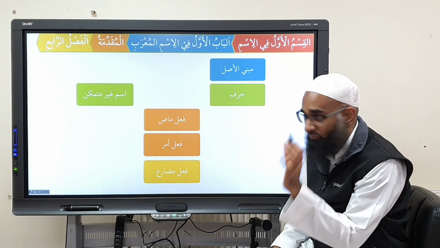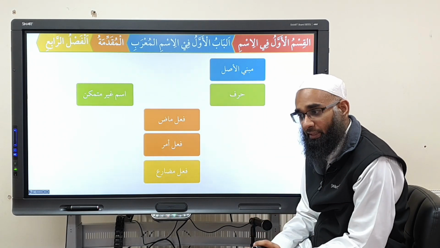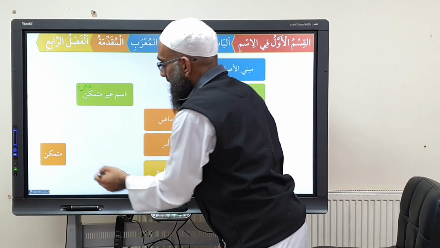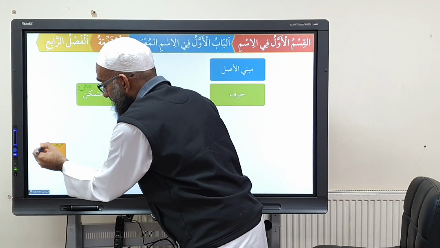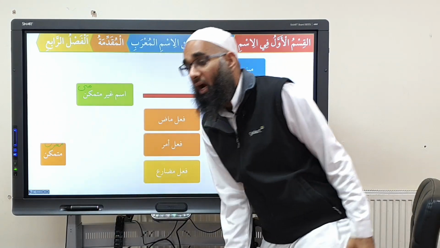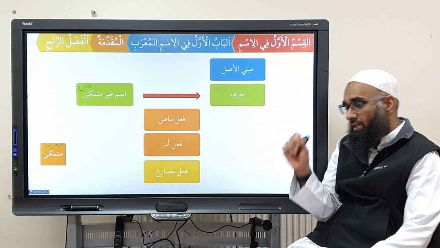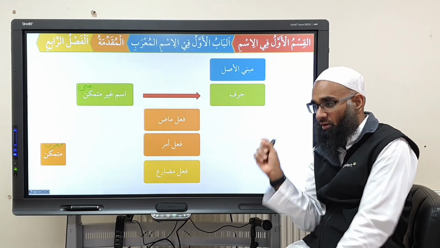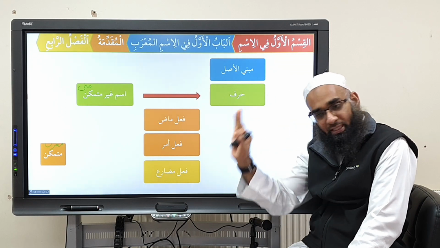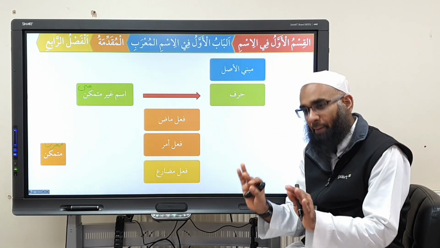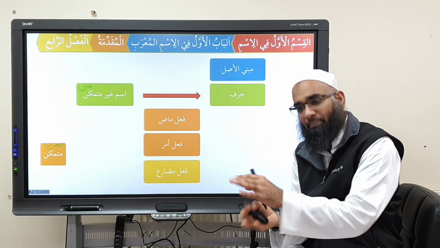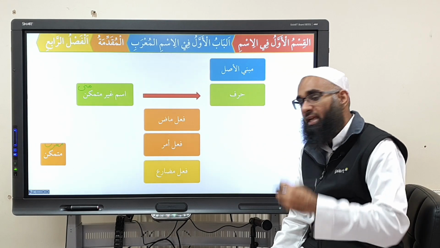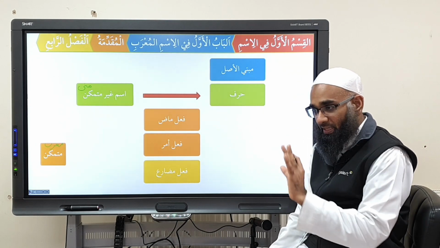And then we have 2 types of nouns: ism mutamakkin and ism ghayr mutamakkin. The ism ghayr mutamakkin is also known as the mabni nouns, and the mutamakkin are the mu'rab nouns. We did this before as well. We say that the nouns that are mabni are mabni because they resemble the harf. How do they resemble the harf? You can check in Alfiya or the Awdah al-Masalik if you want to. We won't discuss that, but they have resemblance to a harf. So if a noun resembles a harf, then it becomes mabni.